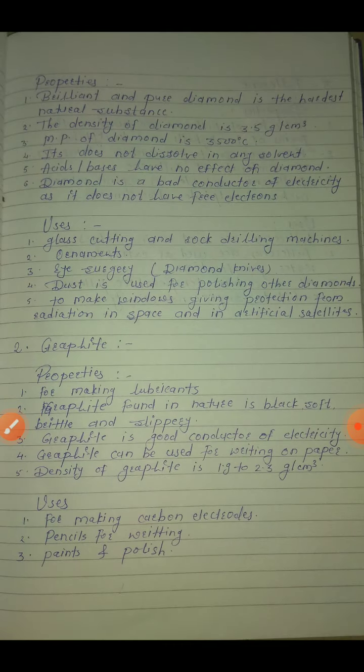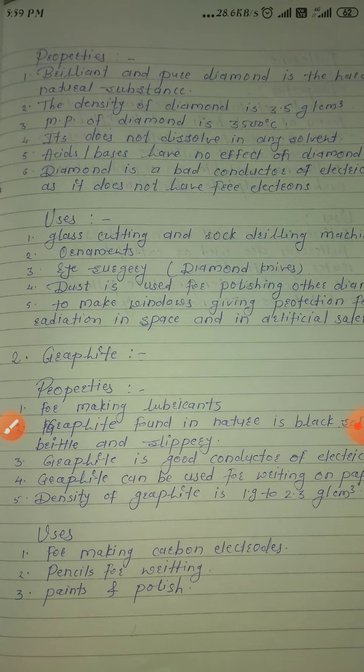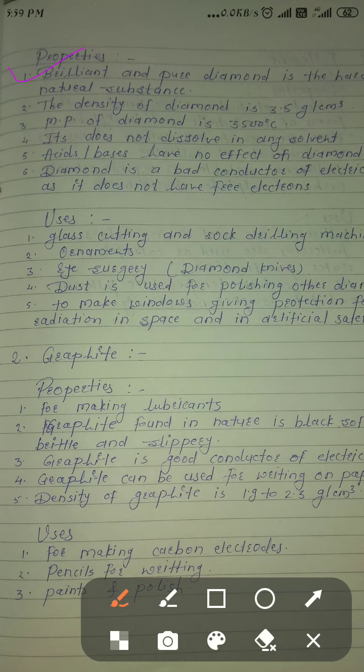Then properties. What are the properties of diamond? First, brilliant and pure diamond is the hardest natural substance. The density of diamond is 3.5 gram per centimeter cube. The melting point of diamond is 3500 degrees Celsius.